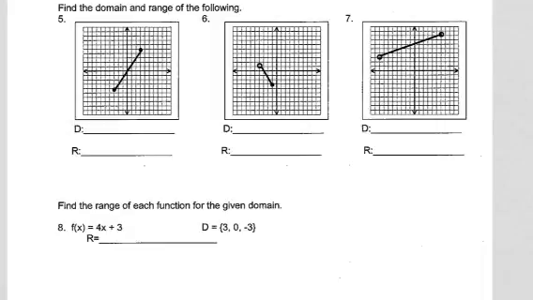Okay, students, we're taking a look now at the second page of our Algebra 1 test review. Problems 5, 6, and 7 deal with domain and range. As we look at domain again, we're looking at where this crosses the x-axis at the left and where it crosses the x-axis on the right.